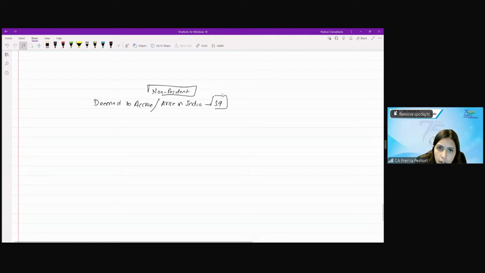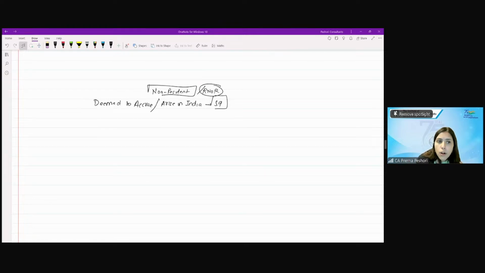For RNOR, this will still be relevant to determine whether, because for the RNOR, only the income accruing, arising, deemed to accrue or arise in India is taxable. So this is also relevant for RNOR, but not at all for ROR. Are we clear? Now, section 9, which is deemed to accrue or arise in India. Yes, Prashant, right. Now, section 9 is basically the source rule which is provided in the Act.